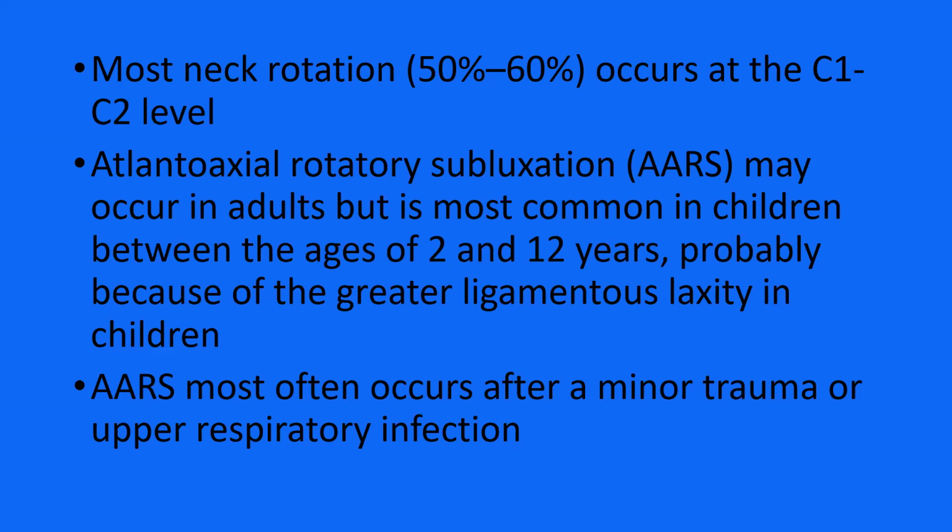So most neck rotation, 50 to 60%, occurs at the C1, C2 level. Atlantoaxial rotatory subluxation may occur in adults, but it's more common in children between 2 and 12 years, probably because of the greater ligamentous laxity in children.